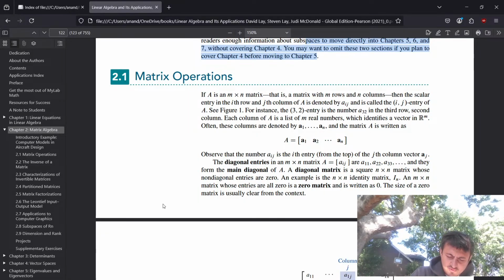Matrix operations. If A is an m by n matrix, that is, a matrix with m rows and n columns, then the scalar entry of the ith row and jth column is denoted by aij and called the ij entry of A. See figure 1. For instance, 3, 2.